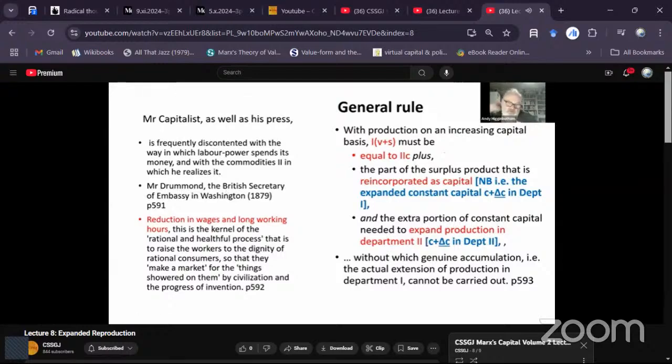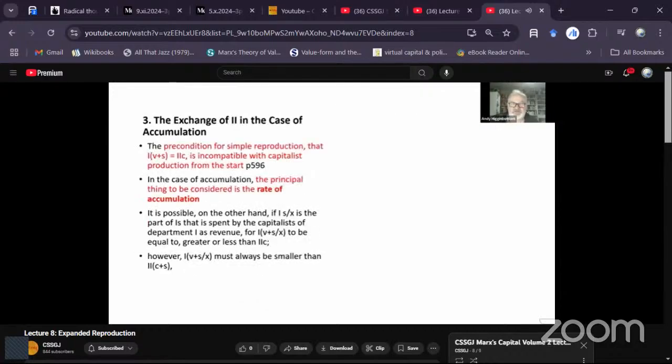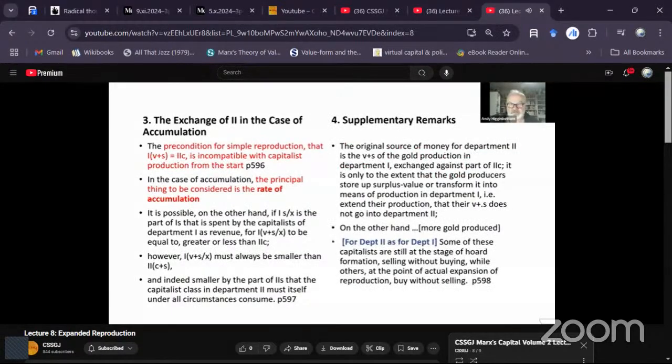So this is the general rule which Marx comes up with. With production on an increasing capital basis, the new value of means of production must be equal to the means of production which is bought and applied in Department 2 for the following year, plus that which is used to expand production in Department 1, plus that which is used to expand production in Department 2. And when you say it like that, it's pretty obvious. That's not a hard rule to understand. So that's what all this detailed working out has given us. And these last two are easily skipped, I think, in terms of time.